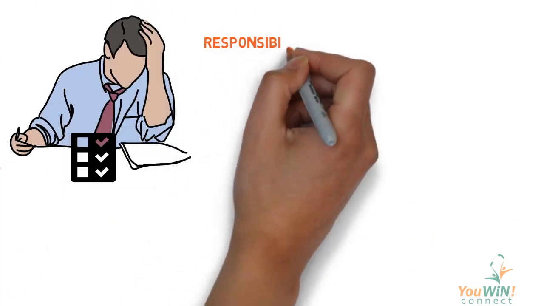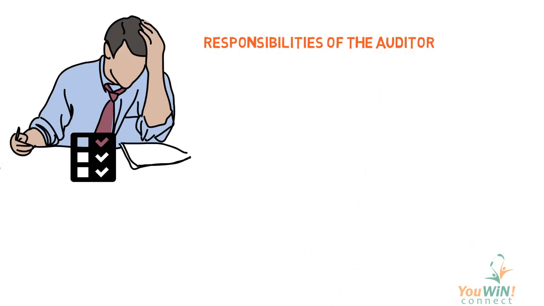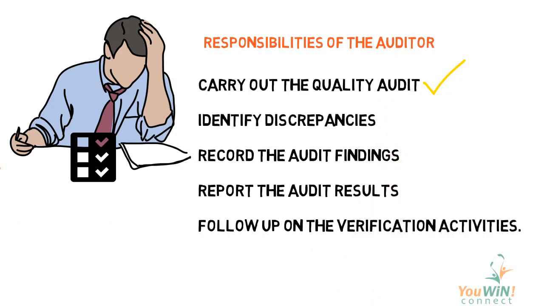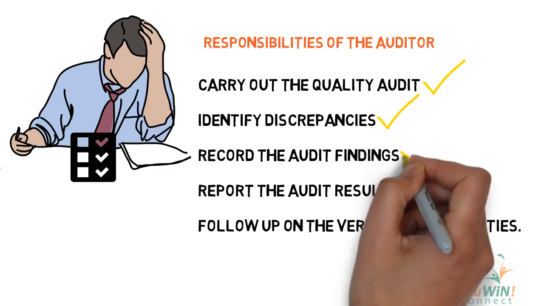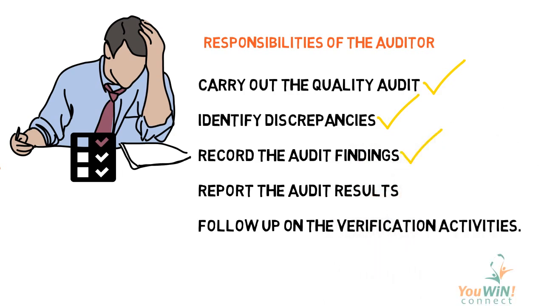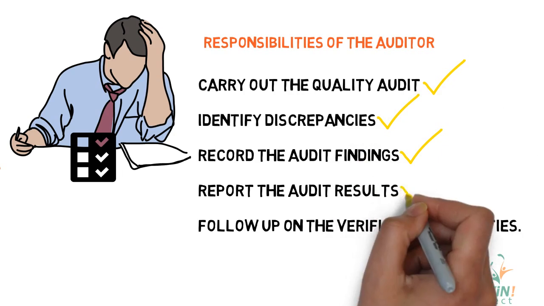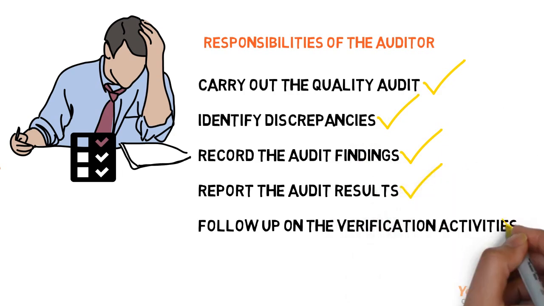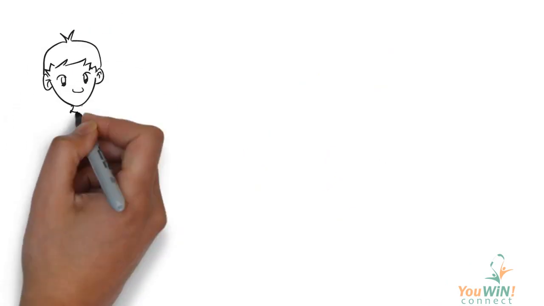Let's take a look at the responsibilities of the auditor in the IQA. 1, the auditor is meant to carry out the quality audit. 2, the auditor is meant to identify discrepancies in the IQA. 3, the auditor also records its audit findings. 4, it reports the audit results. And lastly, it follows up on the verification activities in the IQA.